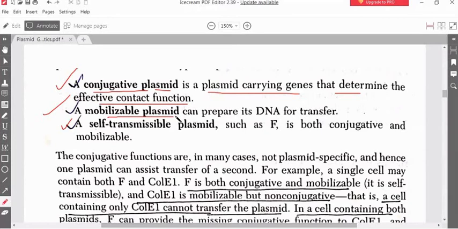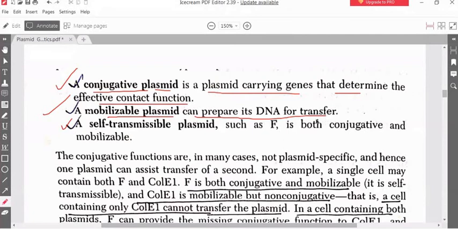So mobilizable means it can move from donor to the recipient bacteria because it has the TRA origin. So a mobilizable plasmid can prepare its DNA for transfer. They can biosynthesize those proteins that are essential for transferring the DNA from the donor cell to the recipient bacteria.